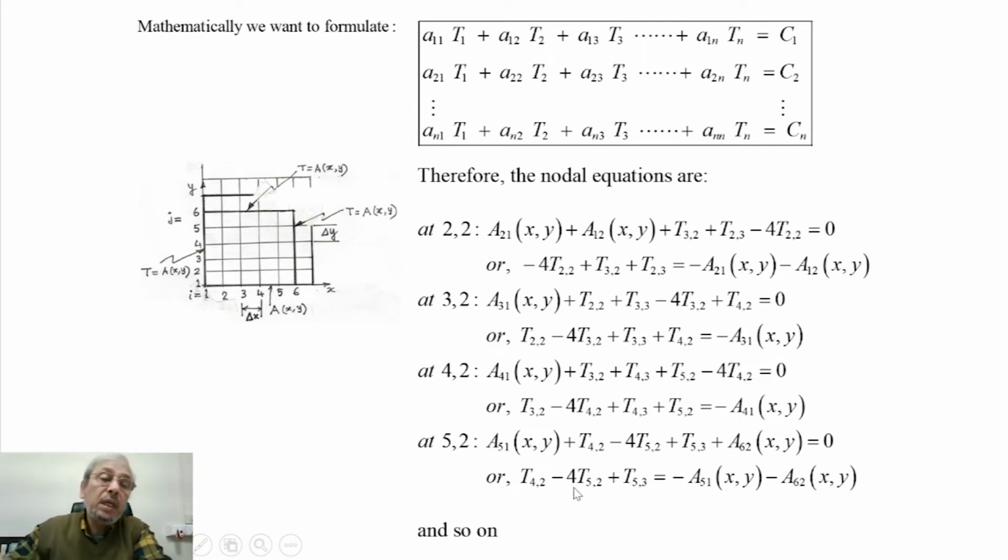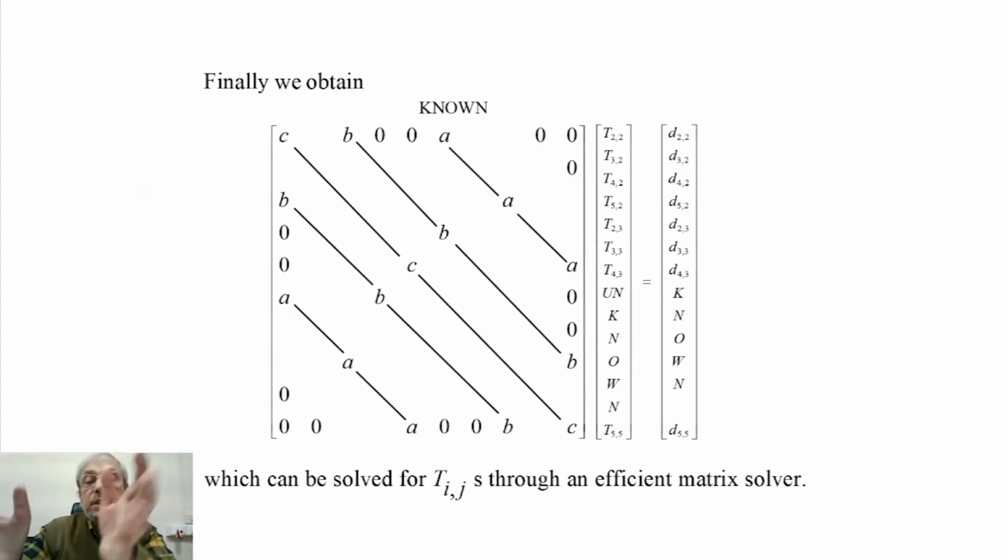So this way, if we write governing equations at each point, we will get the system of equations, and those system of equations, as I mentioned earlier, we can express as a coefficient matrix into Tij unknown values equal to the known values on the right hand side, arising out of Dirichlet boundary conditions.